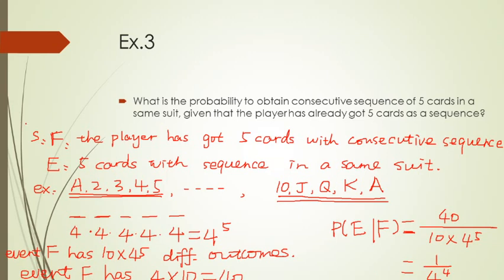Okay, so that is the conditional probability. And here you can understand event F as two parts. Event F as two parts. Part one: 5 cards in a sequence, which means the 5 cards are in a sequence in the same suit.